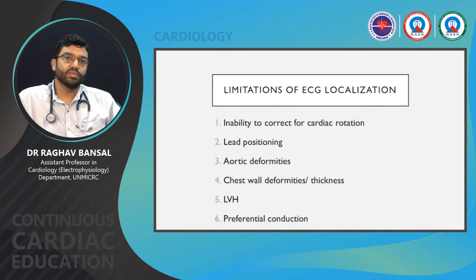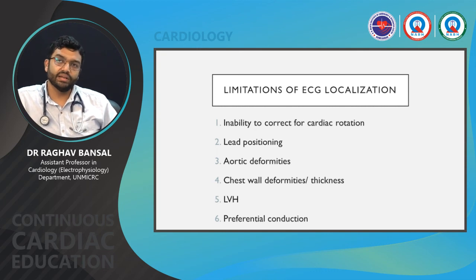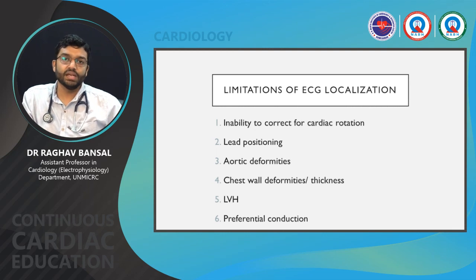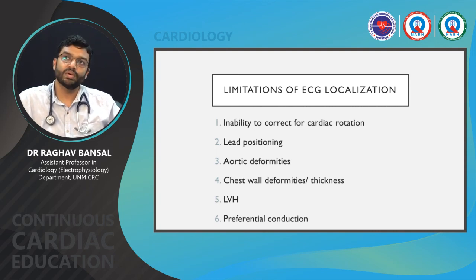Then there are some aortic deformities, like aortic dilatation or unfolding of the root of the aorta. These might also cause differences in ECG localization, which will make it less accurate. Further, chest wall deformities and thickness may cause obscuring of small R waves or small S waves in the ECG, or very thin chested patients may have very large R waves here and there, which may interfere with ECG localization. Similarly, left ventricular hypertrophy may change the conduction patterns in the myocardium and may cause changes in ECG localization, and there may sometimes be preferential conduction over some pathways.